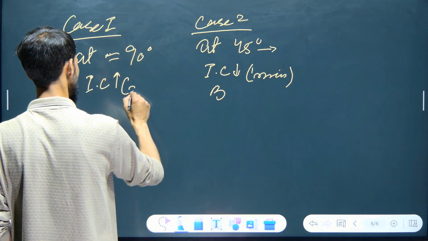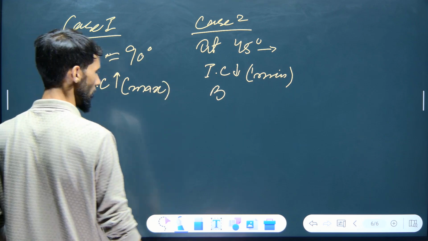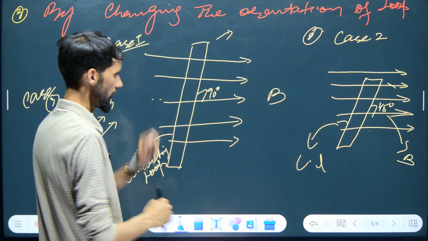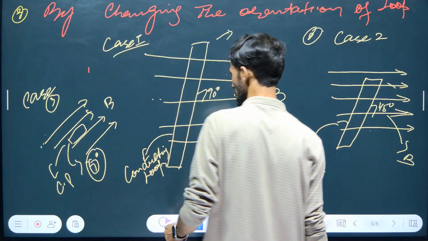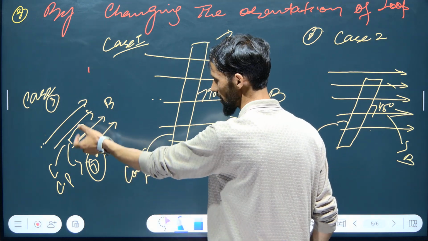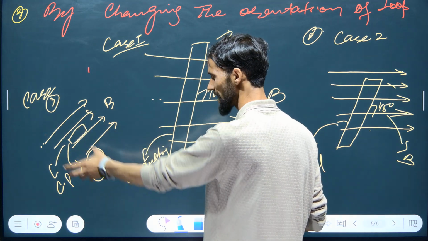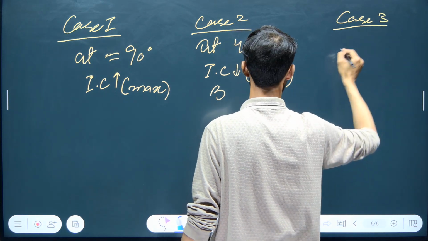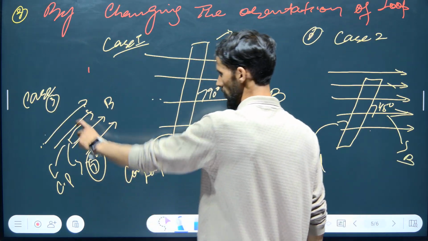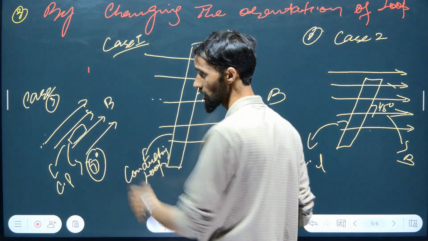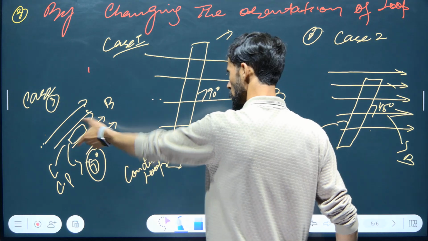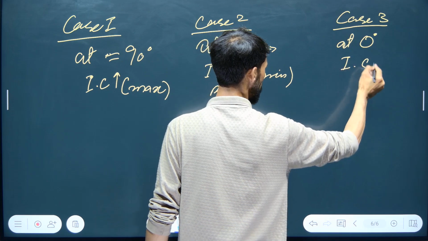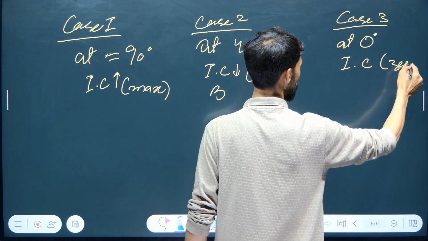So maximum induced current will be generated at an angle of 90 degrees, because all the magnetic field lines are getting passed through this conducting loop. That is case number two. In case number three, I can clearly say that nothing is getting passed through this conducting loop, so zero induced current will be generated. The angle between the conducting loop and the magnetic field is 0 degrees; they are parallel to each other. So in case number three, at an angle of 0 degrees, zero induced current will be generated.